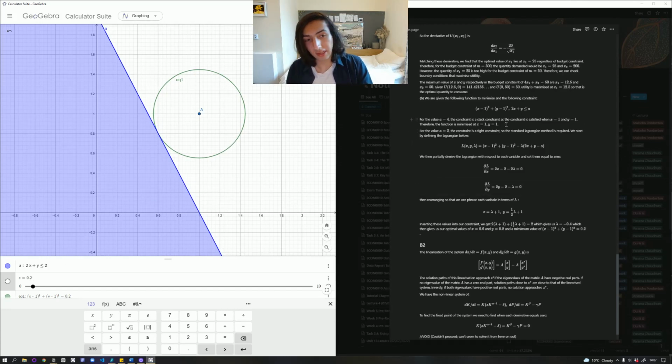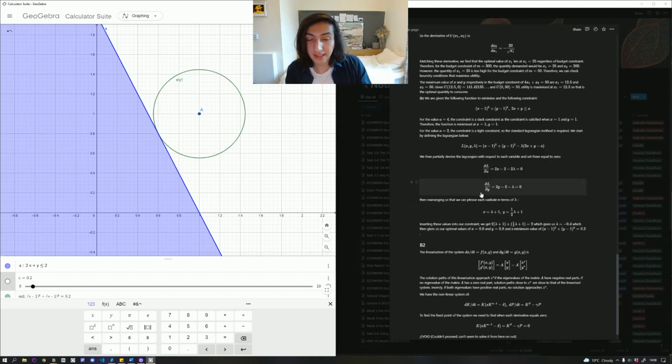This can be done through the Lagrangian as well. So we're going to do a Lagrangian. We get the following, and we are deriving with respect to x and y, and we get 2x minus 2 minus 2 lambda, and 2y minus 2 minus lambda. Phrasing these in terms of lambda, we get lambda plus 1 and half lambda plus 1, and putting these back into our constraint, we get lambda equals negative 0.4.